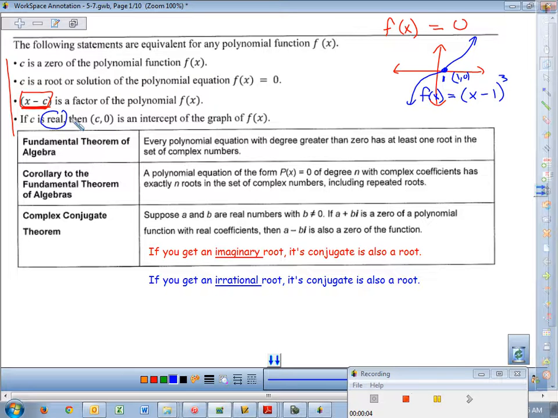Today, what we're going to do is find all the roots of a polynomial. All the roots. There are real roots, and there are also imaginary roots. So the big question: why would there be imaginary roots? What's that even all about?